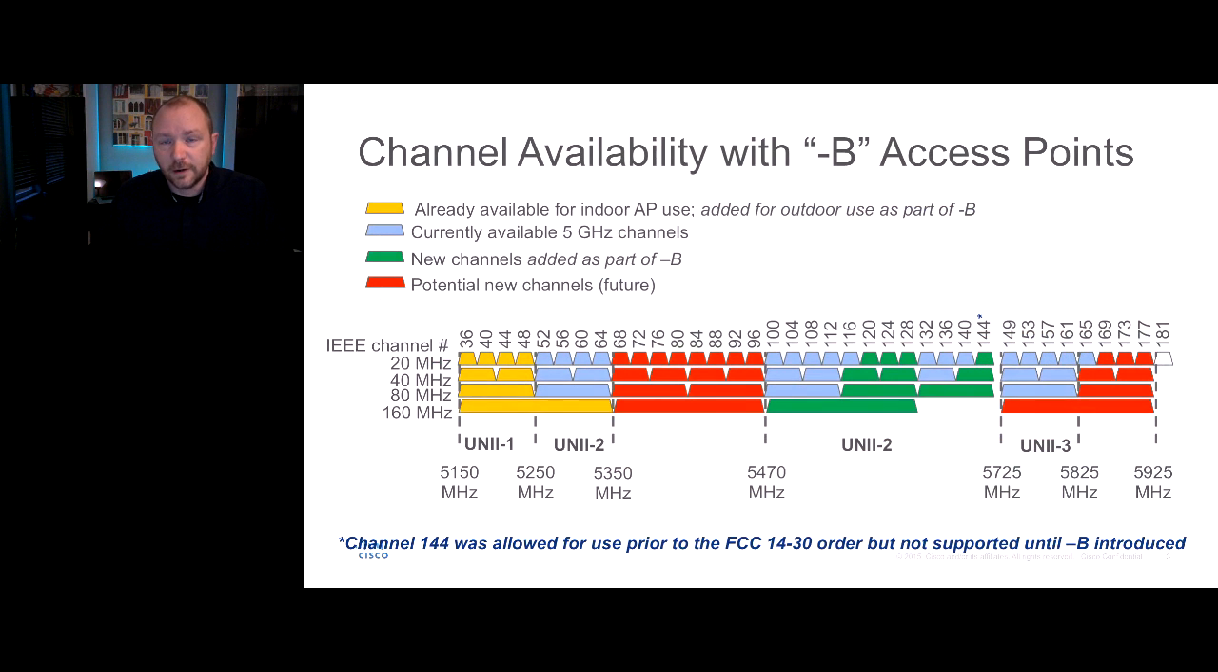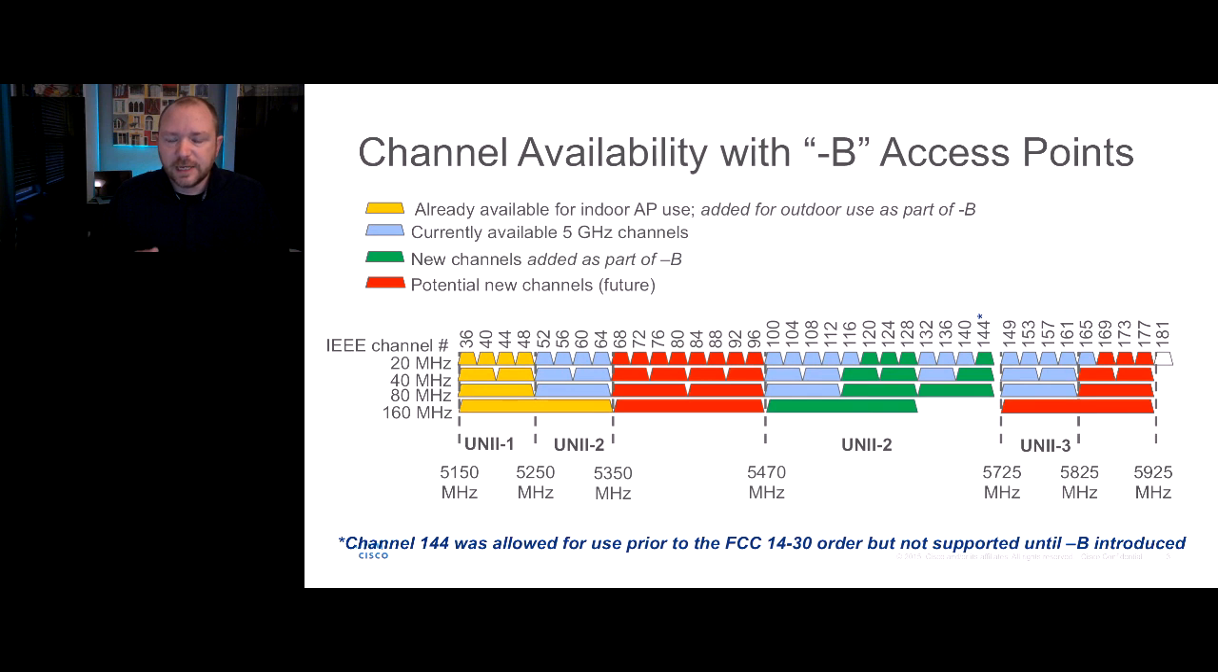So what does it look like on the spectrum? Well, if we take a look at 5 gigahertz and we break it down, this is the table that shows all of the different channels available to us. So that top row, the 20 megahertz wide channels, shows us all of the channel numbers. Now, the yellow color indicates channels that have already been allocated for indoor use that are now allocated for outdoor use. The blue ones are really unchanged, right? Channels that are available for 5 gigahertz indoor and outdoor use. The green ones were added now with this new Dash B part number.